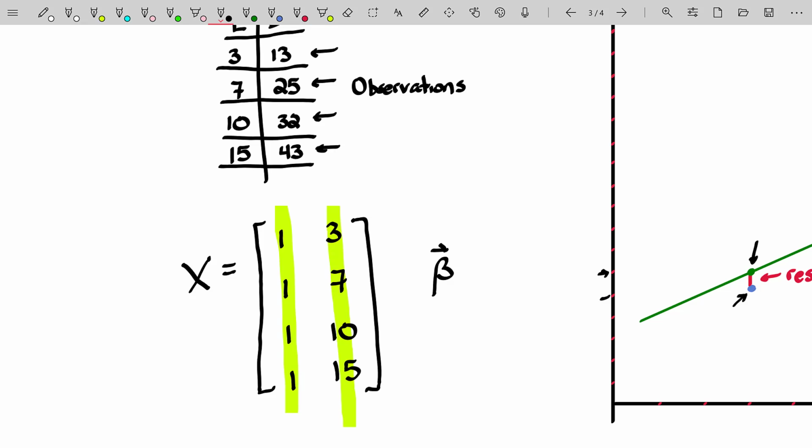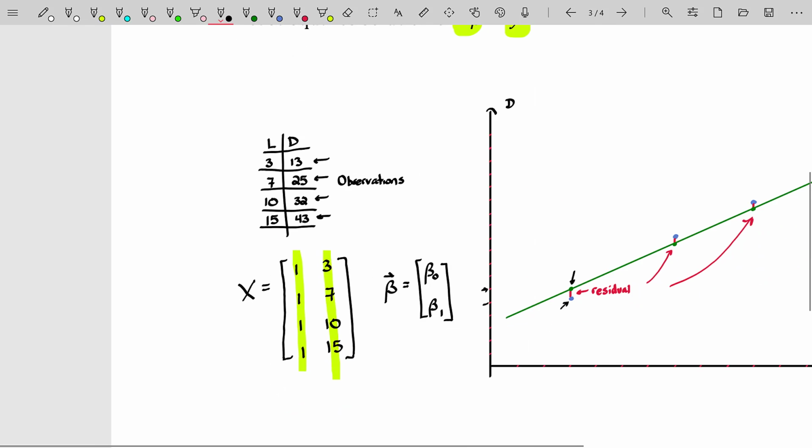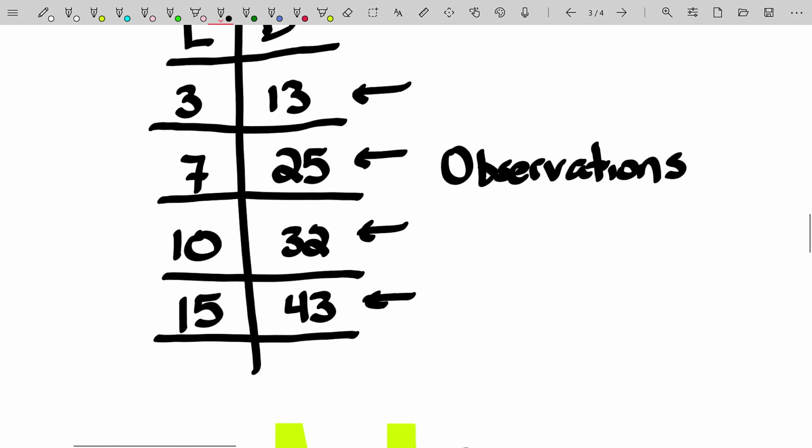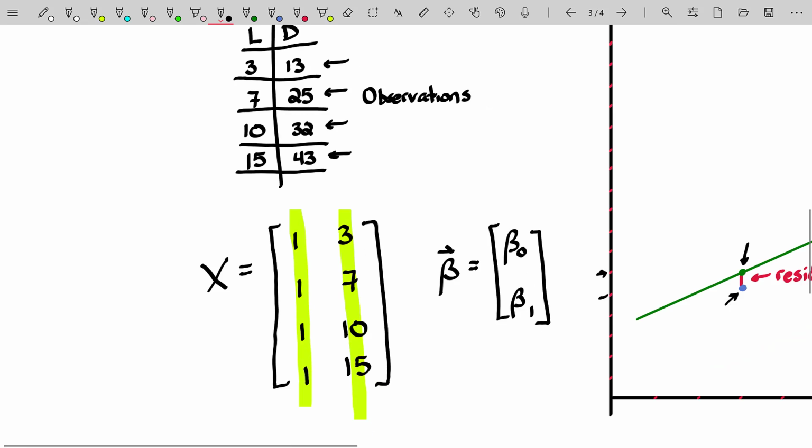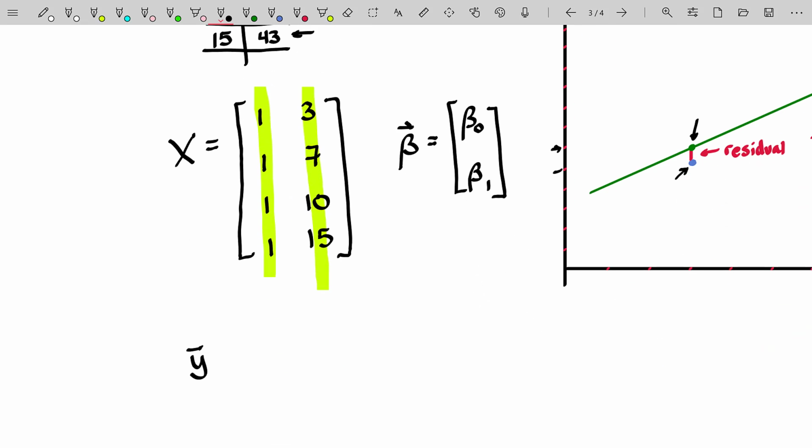Again, the vector beta is beta sub 0, beta sub 1. If you imagine multiplying that vector against the matrix X, you would get 1 beta naught plus 3 beta 1. And then the next row would be 1 beta naught plus 7 beta 1, and so on and so forth. And finally, the vector y is just the vector filled with our observed outputs. So let's go ahead and fill up vector y.